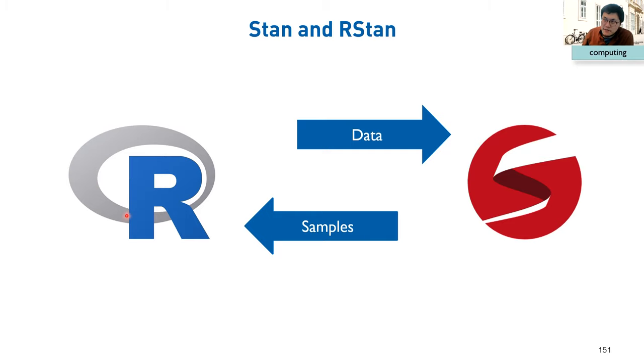And we will work on those results. And what are the results? Those are samples, like the visits per location from the MCMC robots. And then we draw inferences from the samples returned from Stan to R.